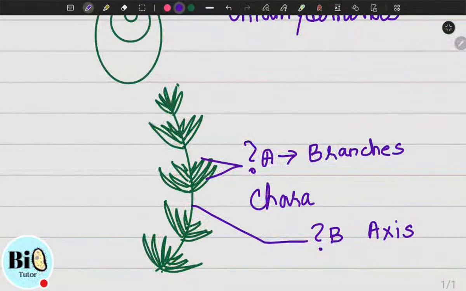Alright, so these were the three organisms and their labelings which might come in the exam, and this was like a quick revision for you.